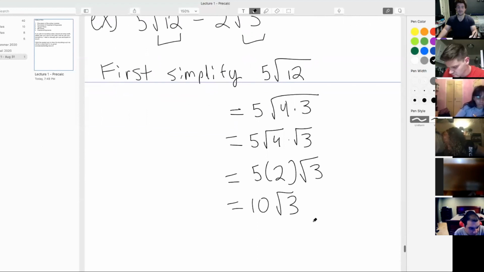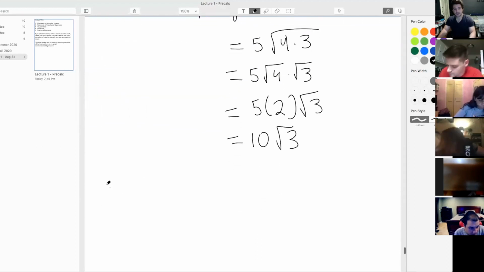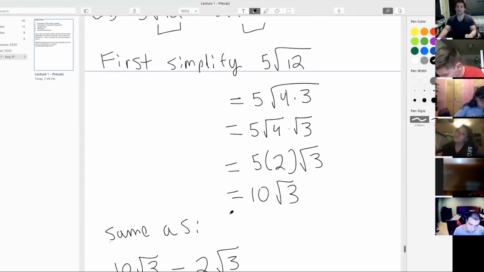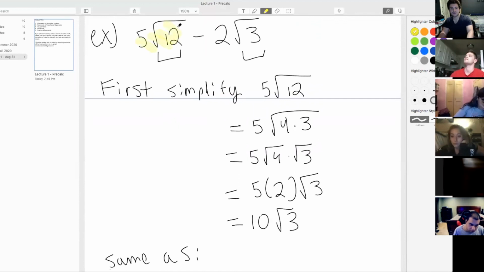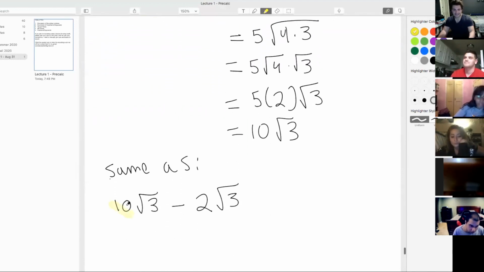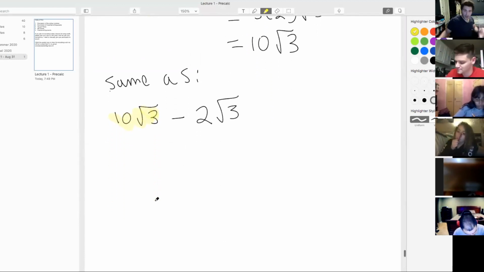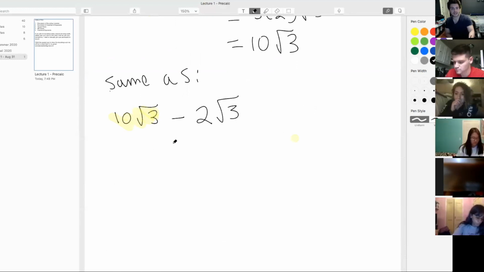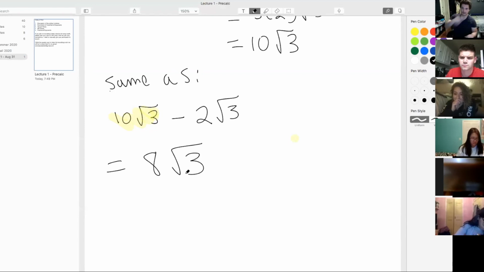And now we're in good shape because now our question takes the form 10 square root of 3 minus 2 square root of 3. Okay, so I just replaced this 5 square root of 12 with its equivalent expression, 10 square root of 3. That's all that happened. And why is that good? Because now we can actually subtract them. This is just going to be 8 square root of 3. Alrighty?